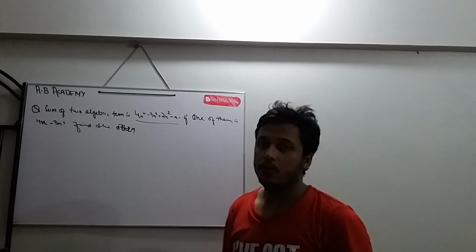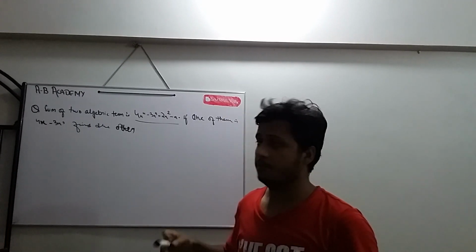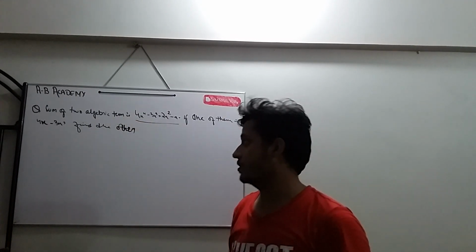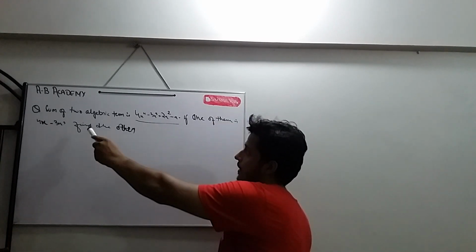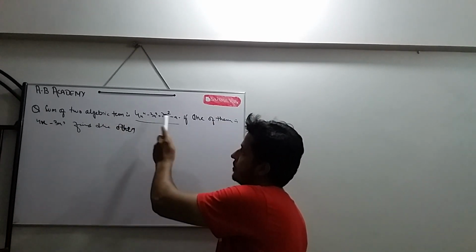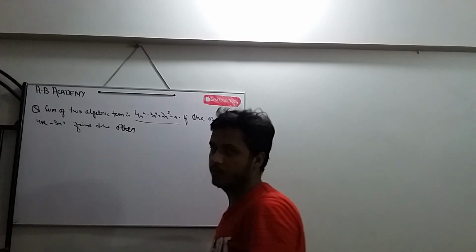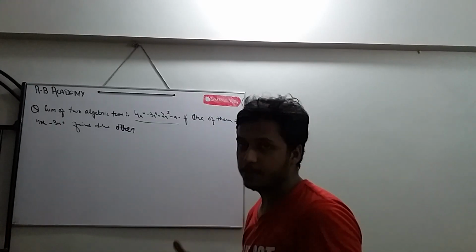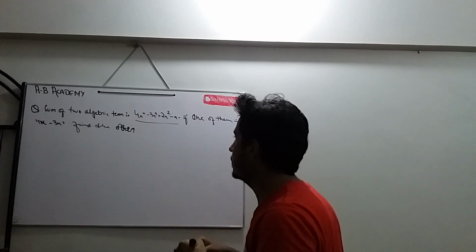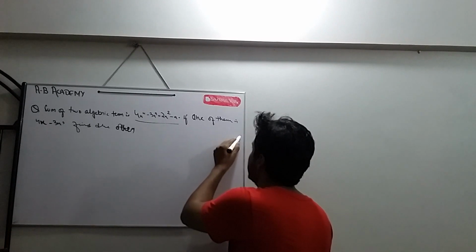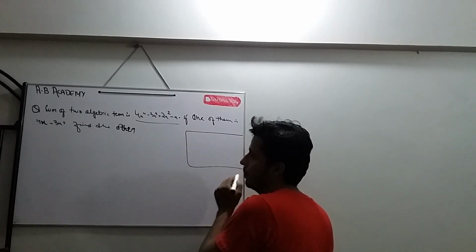In this quick video, we will solve a word problem in algebraic expressions. It says the sum of the algebraic terms is this. If one of the terms is this, find the other. Let me explain this with the help of a much simpler example than this complex question.